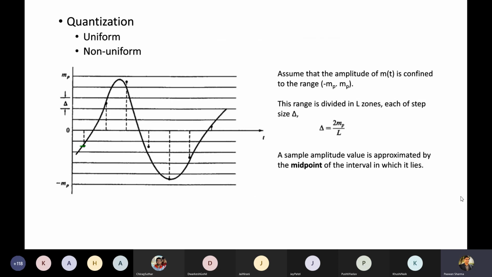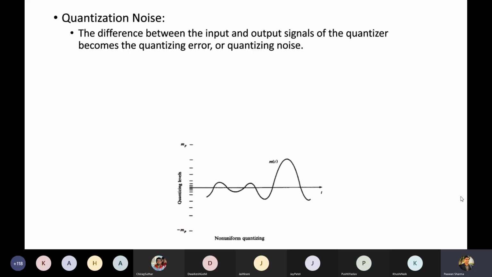When you assign the midpoint, there is a deviation from the actual value. Suppose your sample value was here and the midpoint is here. There is a difference which will come into the quantized value, and we call it the effect of quantization noise. The difference between the input and output signals of the quantizer results in a little error, sometimes maybe a larger error, but it is trouble. We have to take care of this quantization error as much as possible. This is a noise impact.